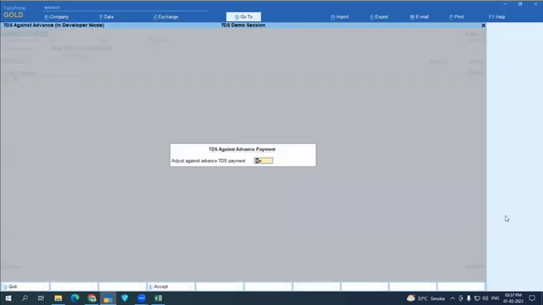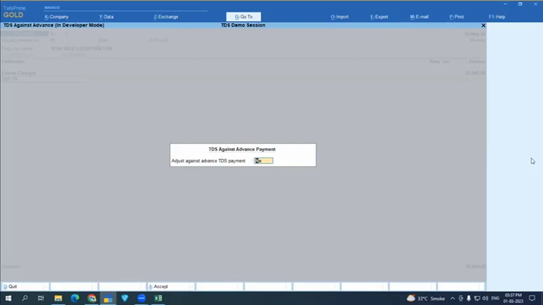As you select that party which has some advances on which TDS was deducted, Tally prompts a new message: adjust against advance for TDS payment, yes or no? Why yes or no? It should be adjusted automatically. But please consider what the TDS rule says.